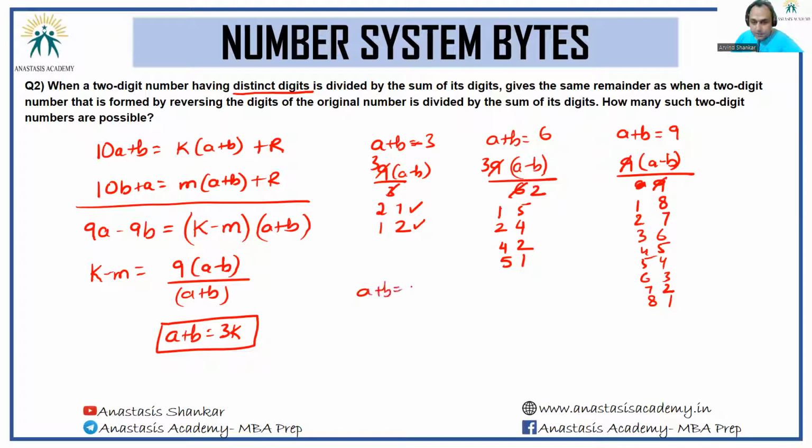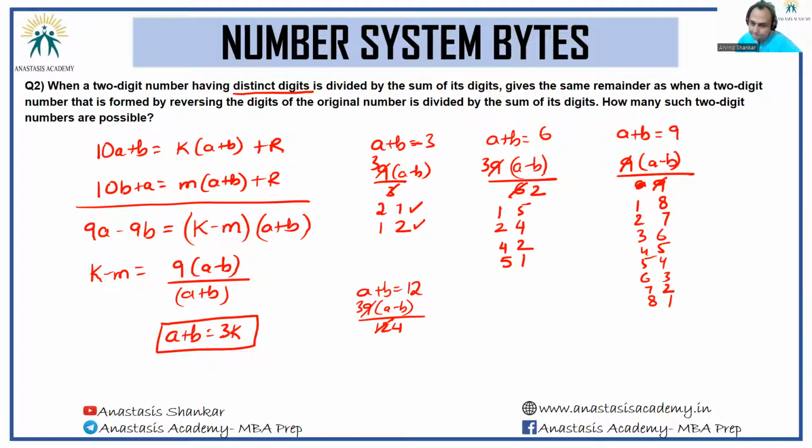Okay. Now let me check a plus b is equal to 12. Then I would have 9 into a minus b by 12. Cancel 4, cancel 3. Now a minus b has to be a multiple of 4. So the cases that I can potentially see are single digit numbers, multiple of 4.